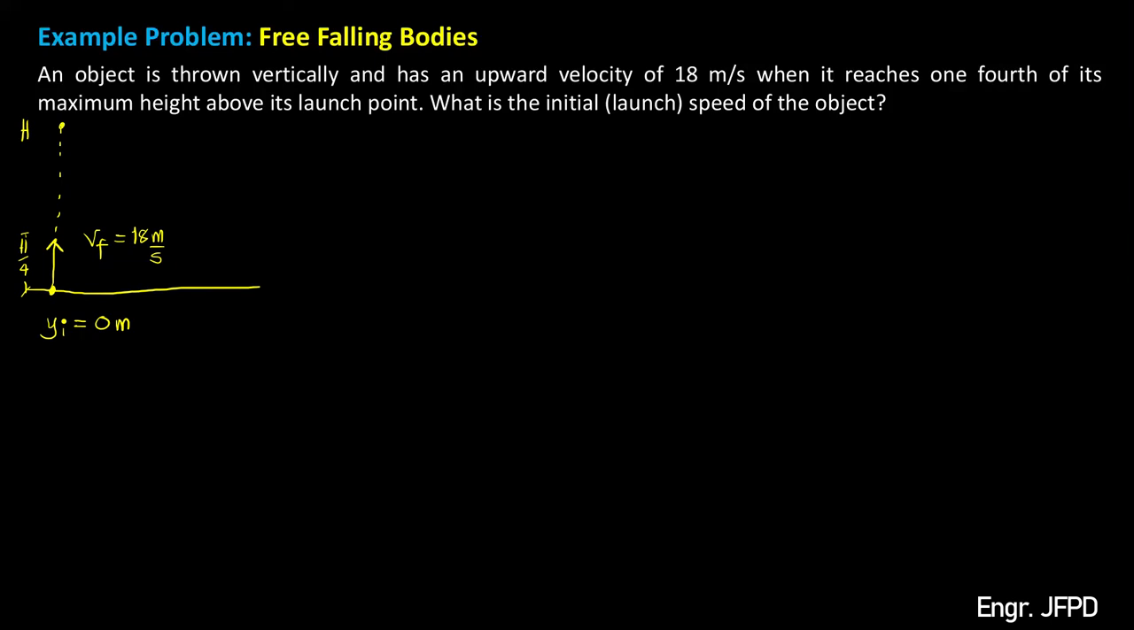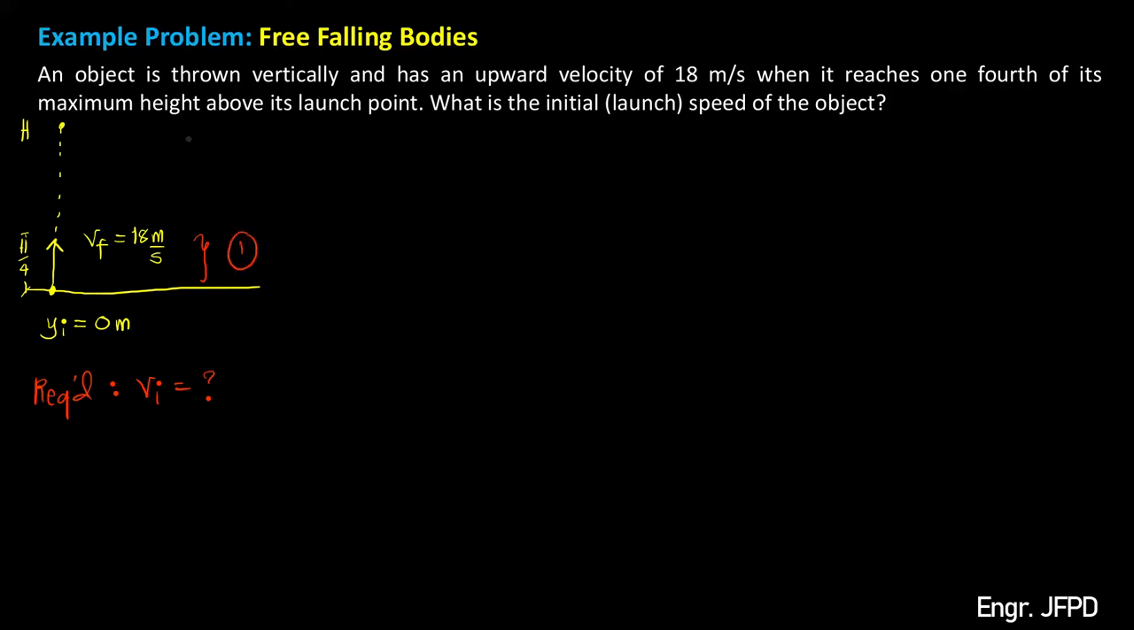And for this problem, we want to solve for the initial velocity of the object, that is vi. To solve for this kind of problem, I will divide this motion into two parts. The first part has an initial velocity of vi reaching a final velocity of 18 meters per second, at a position of h over 4 from the ground. This is the first part of the motion.